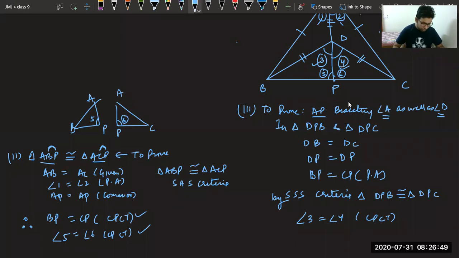Vaishnav, in this part only I proved this thing. You can see angle 5 equal to angle 6. I hope you're getting better.